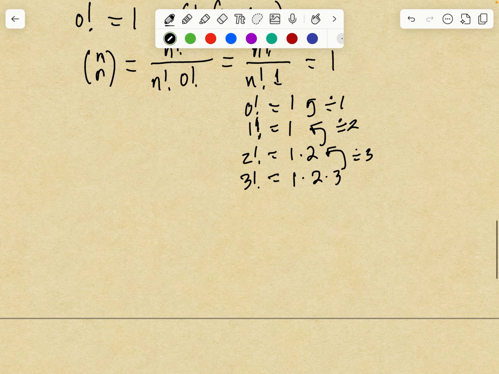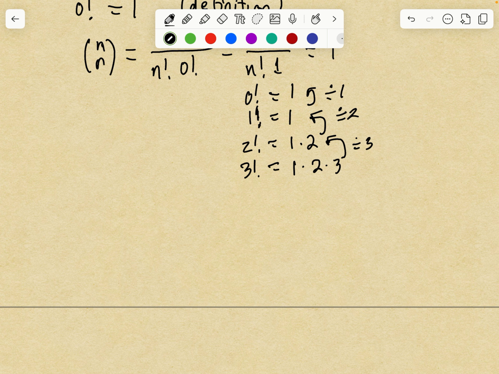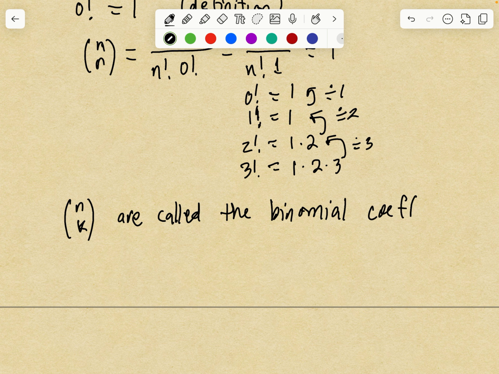And sometimes, because of the binomial formula, the numbers n choose k are called the binomial coefficients. Because they are the coefficients that show up when you expand the binomial.